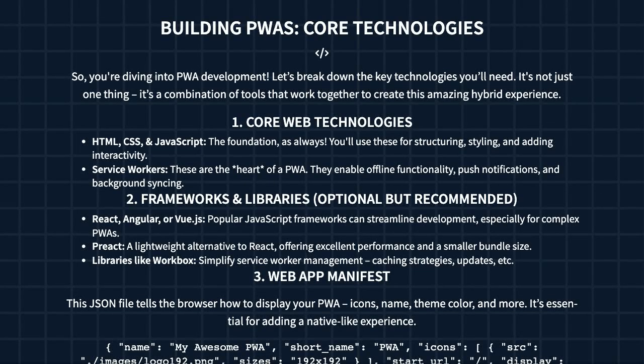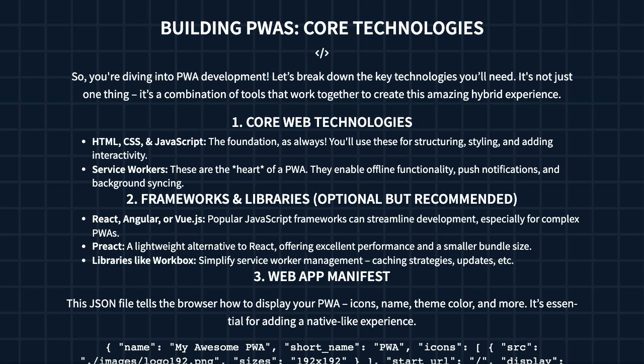Okay, so when building a PWA, you're really leveraging the core of what makes the web great: HTML, CSS, and JavaScript. But there's one crucial addition: service workers. These are like little helpers that run in the background, allowing your app to work even when the user is offline, delivering push notifications and keeping things running smoothly in the background. You can definitely build PWAs with just these basics, but using a framework like React, Angular, or Vue.js will make development much faster and easier, especially for more complex apps. And don't forget about Workbox. It's a fantastic library that helps you manage your service workers really efficiently.